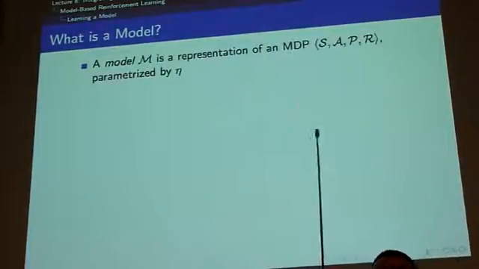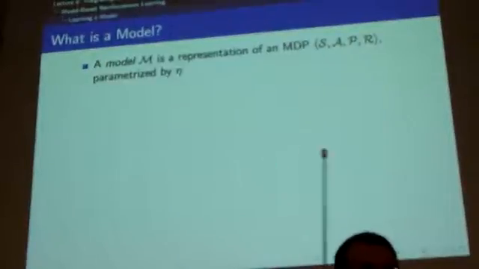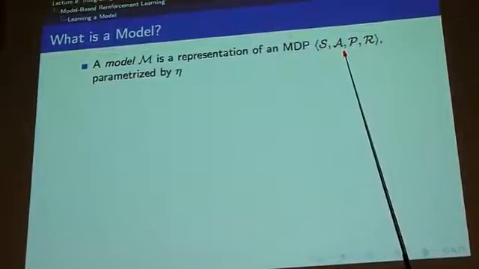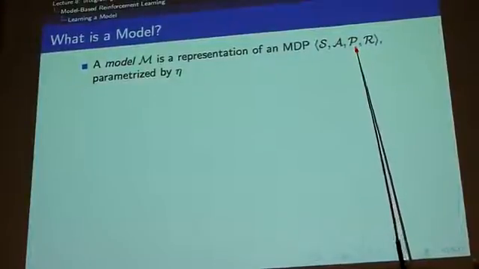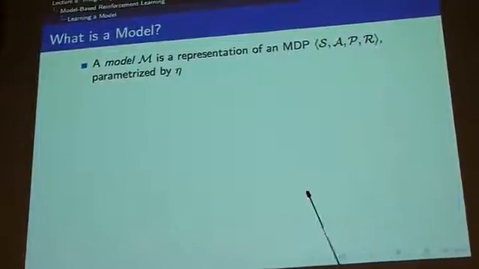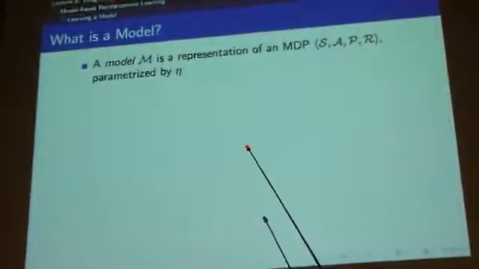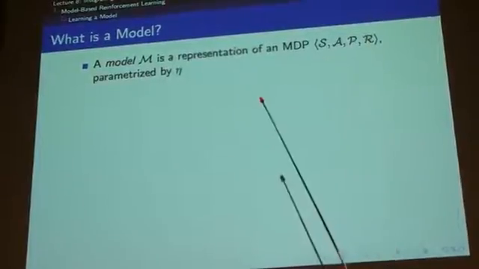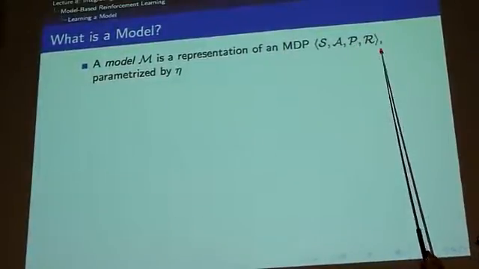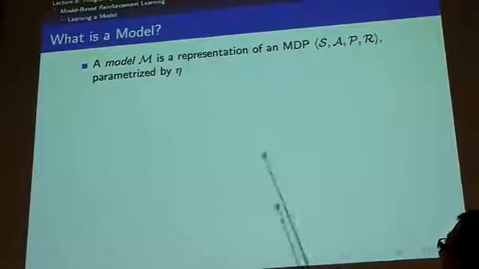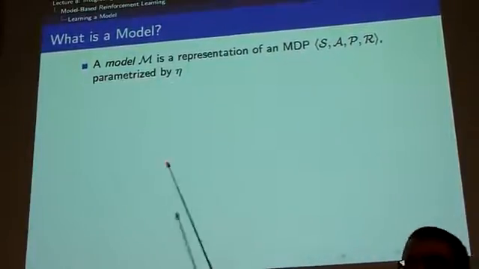Okay, so what do we mean by a model? Let's try and make this a bit more concrete. So I'm going to define a model to basically be a representation of an MDP. So we have an MDP with a state space S, an action space A, some transition dynamics P, and a reward function R. And now we're basically going to say, well, a model is some representation of our MDP. So we're going to assume that our state space and our action space are known, so let's not worry about those. And so we're talking about representing the transition dynamics and the reward function. We're going to have some parameters eta here, and we just want to make the best MDP we can out of our parameters eta.